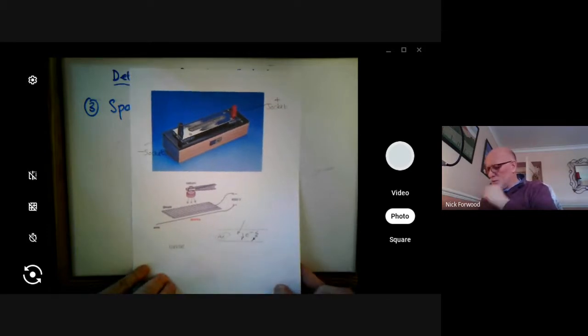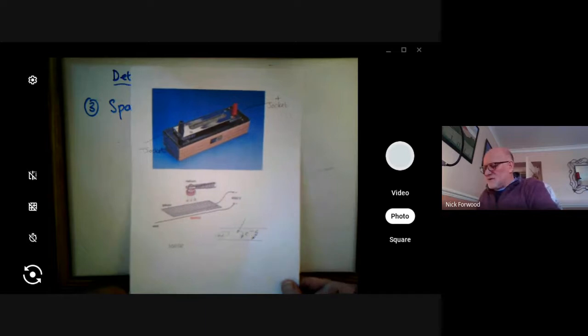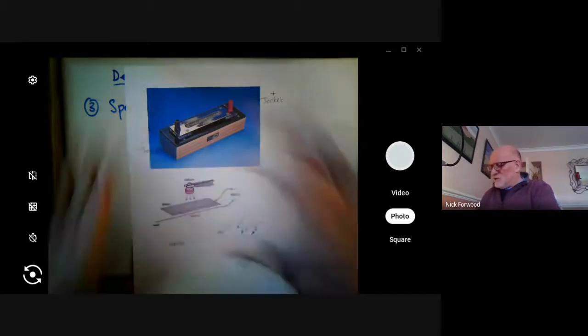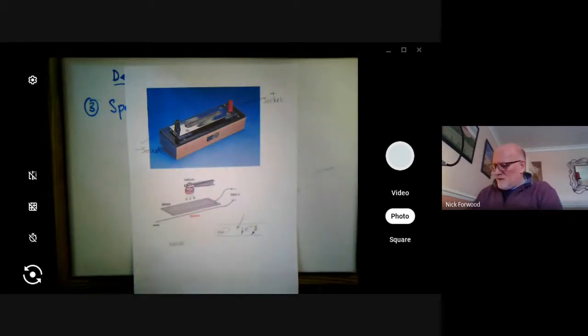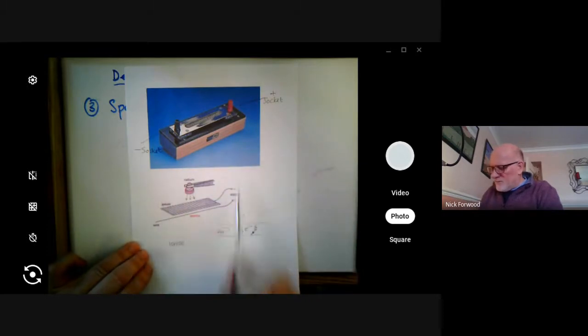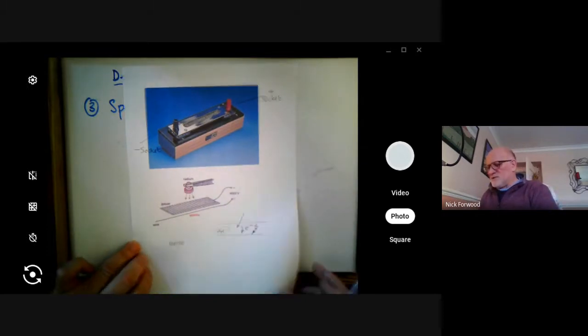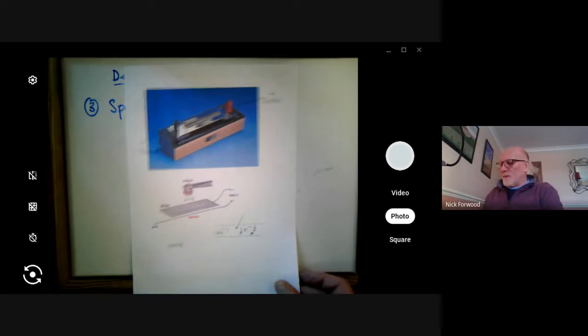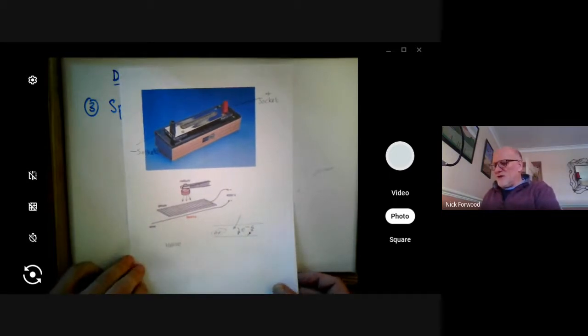Don't forget, pause the video at any time, because I would like you to make some notes. And what do you need? You just need some notes that are similar to what I've got here. If you're not very good at drawing the picture, then perhaps the diagram would help. Or as I said before, get something off Google and print it out. Okay, so that's quite a big thing. Spark counter.